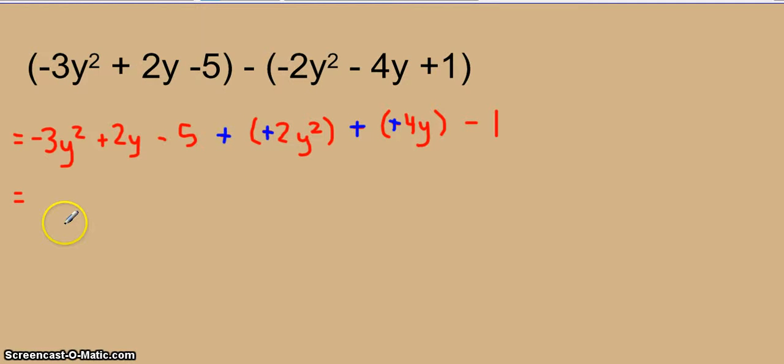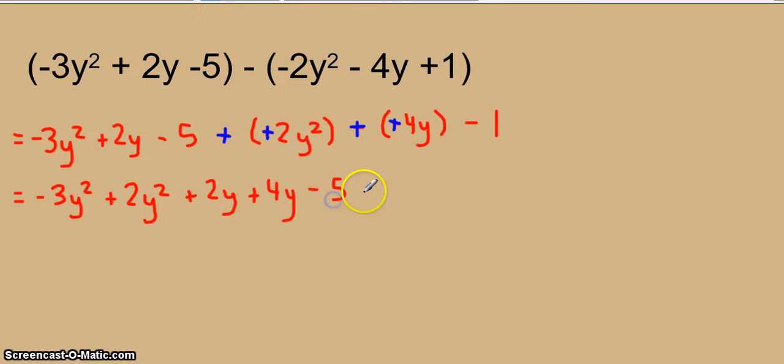So we can go ahead now and group like terms, starting with our y squared terms. So we have negative 3y squared. We have positive 2y squared. We can move on to our y terms now. So we have positive 2y. We have positive 4y. And finally, we can write down our constant terms. Negative 5 and negative 1.